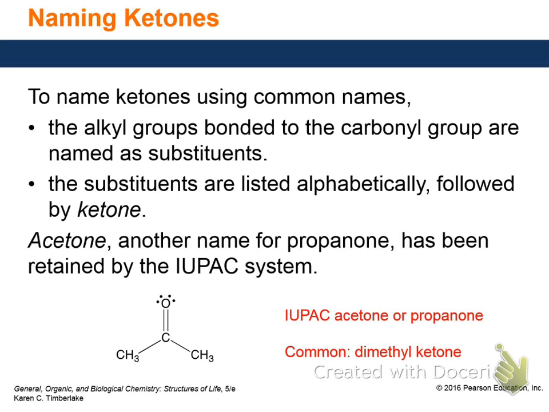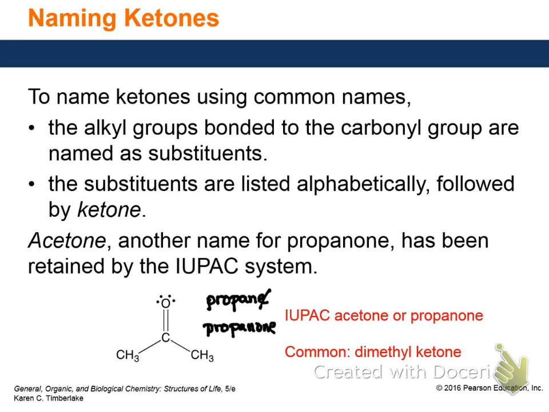So you take in this case, this is 3 carbons, so it's propane, right? So you get rid of the E, and you put O-N-E. So propanone. And that's how you generate the name. It's just like the aldehyde. You just get rid of the last letter and add a new suffix to it.